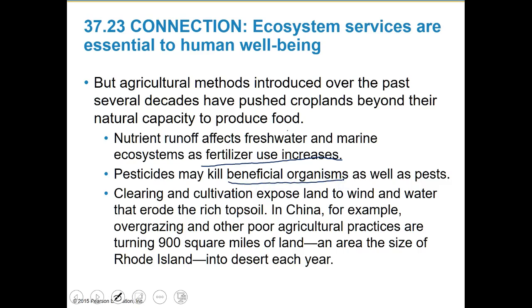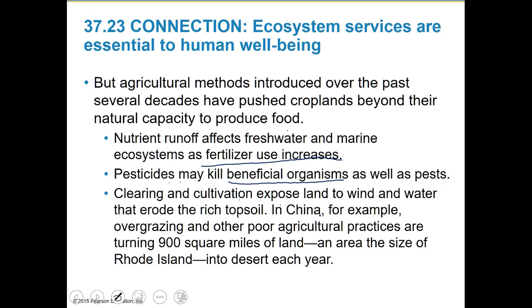Talking about pests and overrun of things, there may be too many of the Asian lady beetle, the ladybug that you probably see everywhere. It becomes sort of a pest, but it's a natural predator. So are praying mantises, and so are a few other things, your assassin bugs. And sometimes the pesticides can kill those guys, even though they're doing a pretty good job killing your bugs for you already. Clearing and cultivating actually expose land to wind and water that erode the rich topsoil.